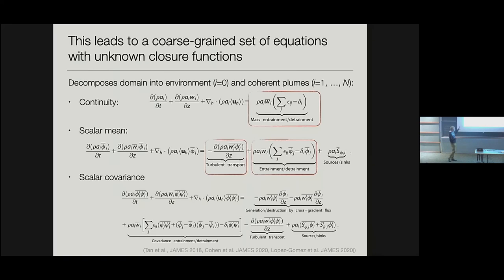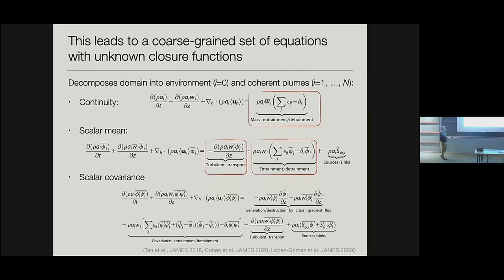You end up, in our case, I think, with 8 such PDEs for various moments. The crucial thing for us here is that on the right-hand side, there are terms appearing that are not closed. So there's this entrainment, detrainment that appears in the scalar equation as well. It's the same epsilon and delta.